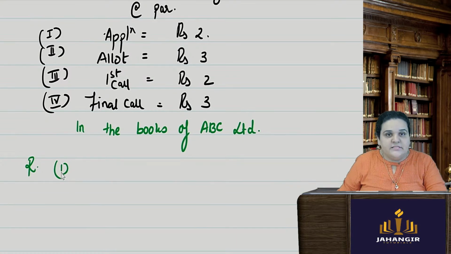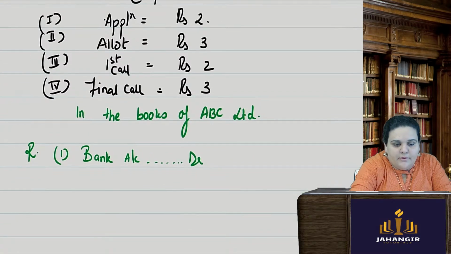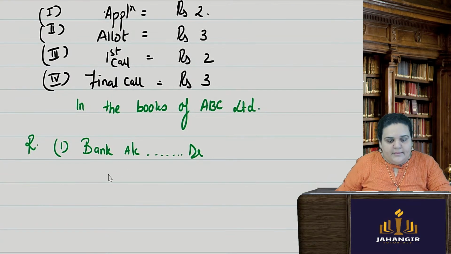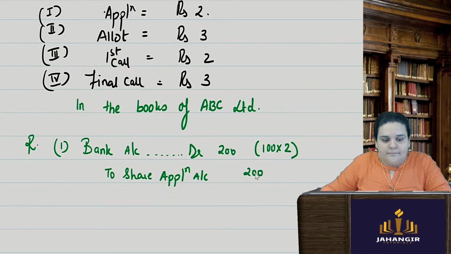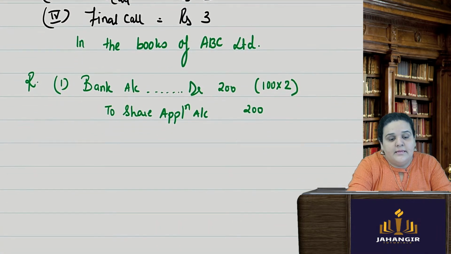Why? Because I'm going to receive the money. So from company point of view, bank account debit to share application account. How many shares are there? 100. I am going to receive 2 rupees at the application stage. So 200. Correct?